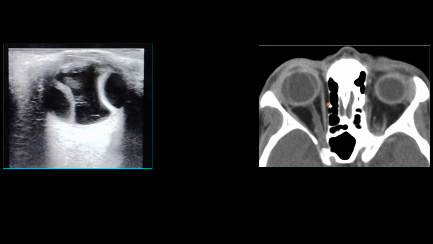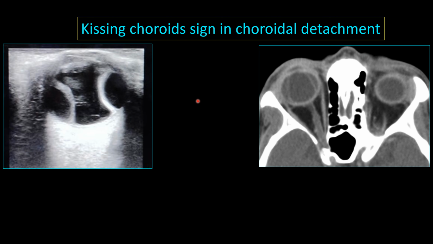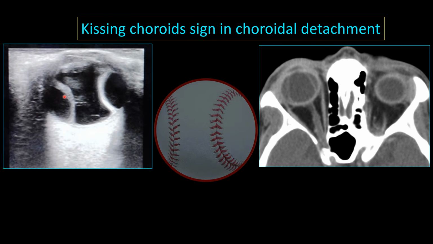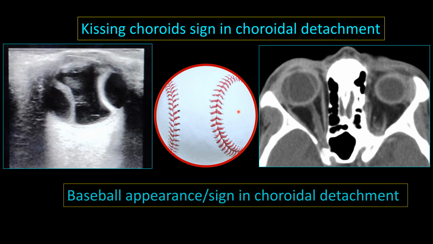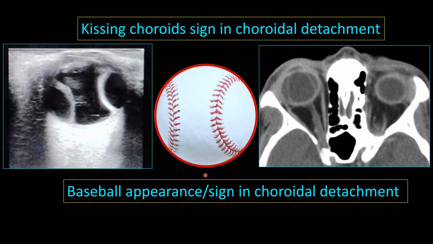It is not a retinal detachment, because retinal detachment will show a V-shaped layer of detached membrane attached at the optic nerve head. So this is a classical case of choroidal detachment, and this is the kissing choroid sign. But a new appearance I want to frame for this case is the baseball appearance, as the orbit with choroidal detachment resembles a baseball. Remember kissing choroid sign and baseball appearance or sign in choroidal detachment.